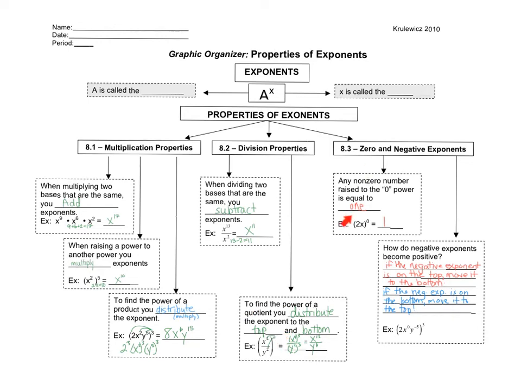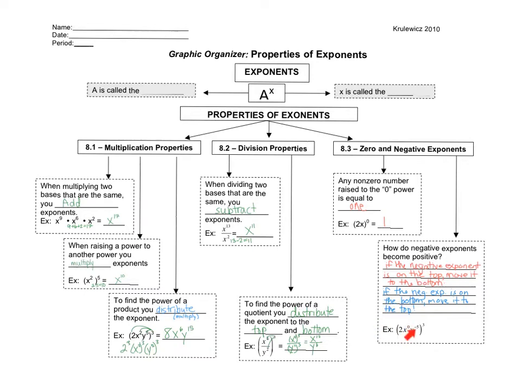Last two, the zero property: anything to the 0 power is 1 all day, every day. Anything to the 0 power is 1. And how we deal with negative exponents, my crew, we talked about if the negative exponent is on the top, you move it to the bottom. If the negative exponent is on the bottom, you move it to the top.